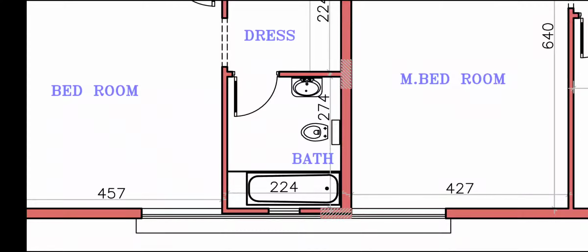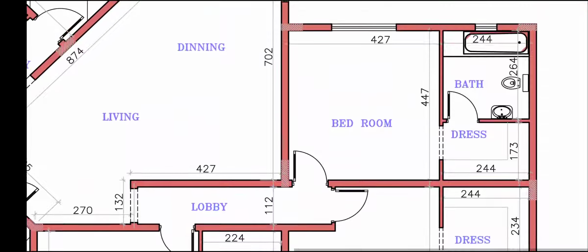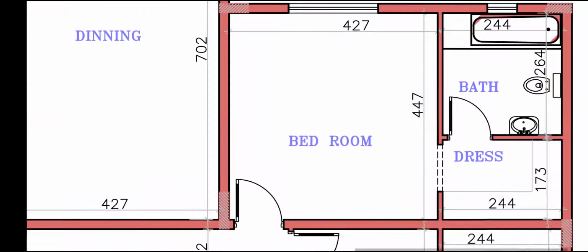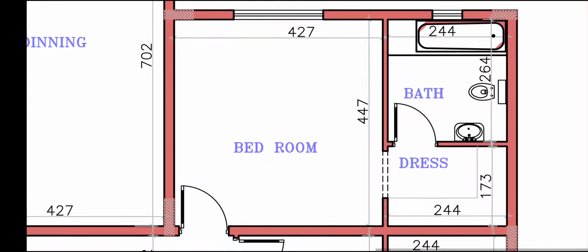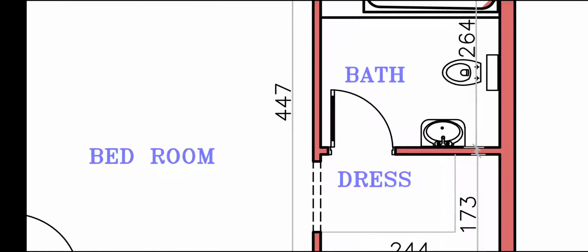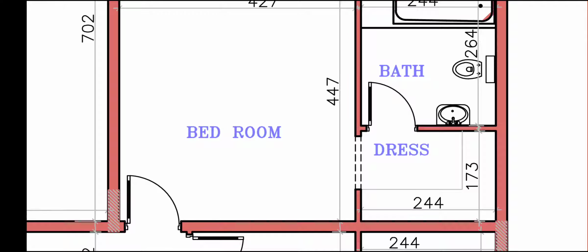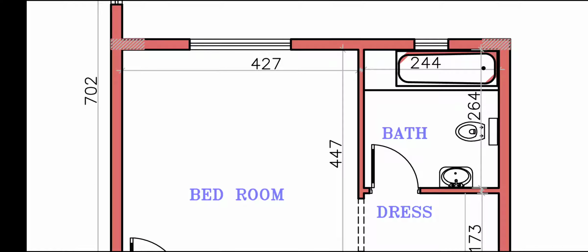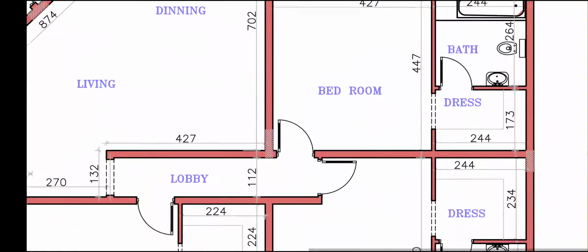We have attached our sink, wash basin, shower tray and water closet. Again on this side we are getting a bedroom through our lobby, 427 by 447, and on this side we are getting the dress area and bathroom, 244 by 173 and 264 by 244.